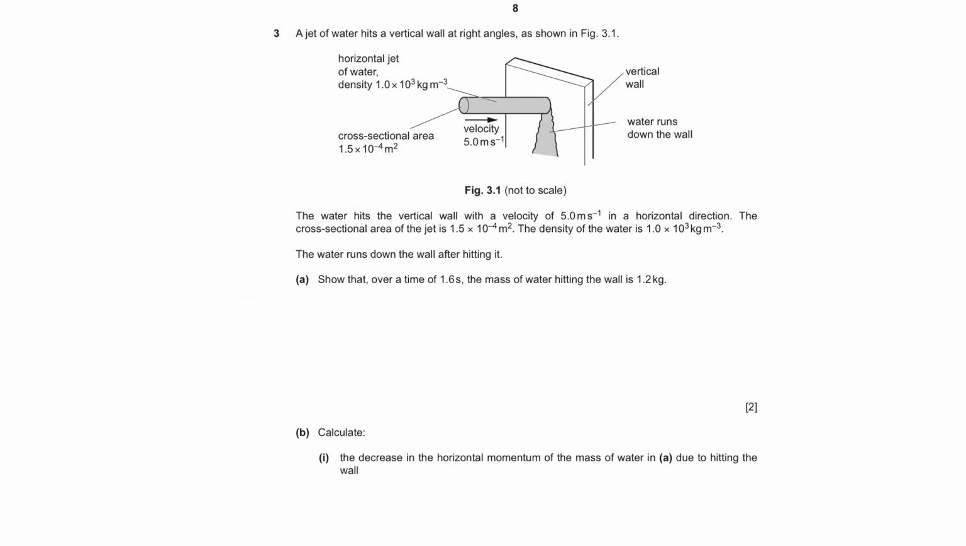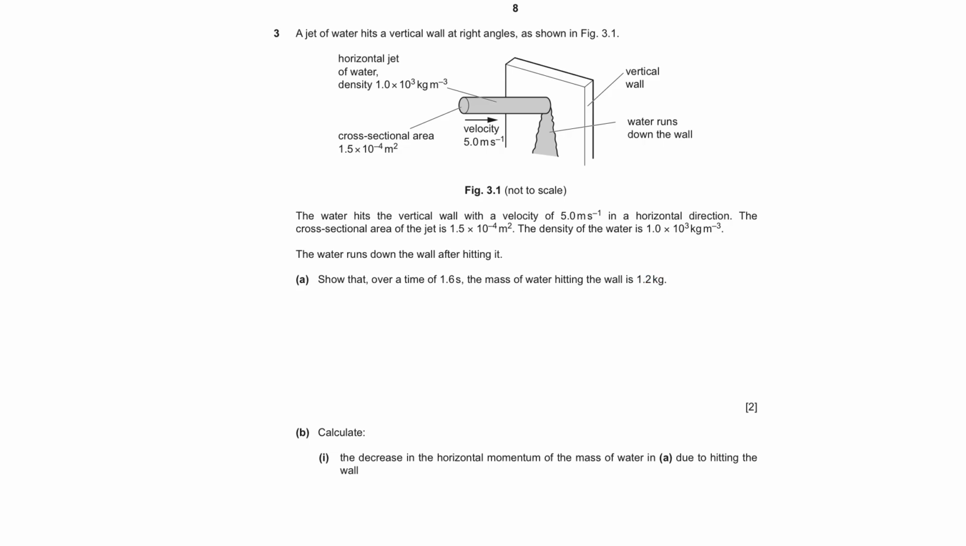Question number 3 says, a jet of water hits a vertical wall at right angles as shown in figure 3.1. Horizontal jet of water, density 1 into 10 to the power 3 kilograms per meter cube. You're given the cross-sectional area of this jet. You're given the velocity with which it moves. The water hits the vertical wall with a velocity of 5 meters per second in a horizontal direction. The cross-sectional area is 1.5 into 10 to the power minus 4 meters squared. The density of the water is 1 into 10 to the power 3 kilograms per meter cube. The water runs down the wall after hitting it. Show that over a time of 1.6 seconds, the mass of the water hitting the wall is 1.2 kilograms.